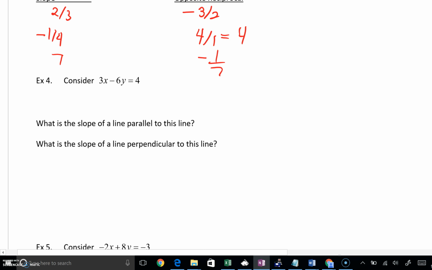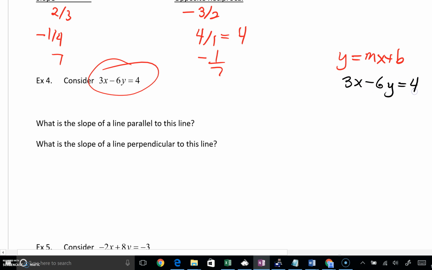So we've got a line, 3x minus 6y equals 4. You have to answer 2 questions. What's the slope of a parallel line? What's the slope of a perpendicular line? And here's the driving force behind these problems. You've got to get y equals mx plus b for this line. You got to get the slope first. So you need to get y alone.